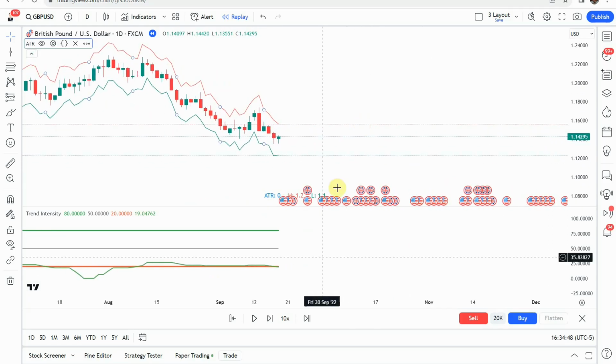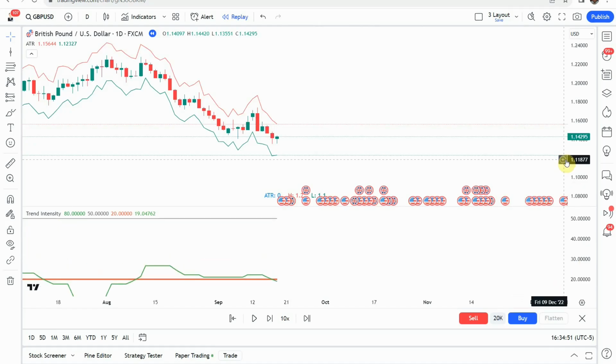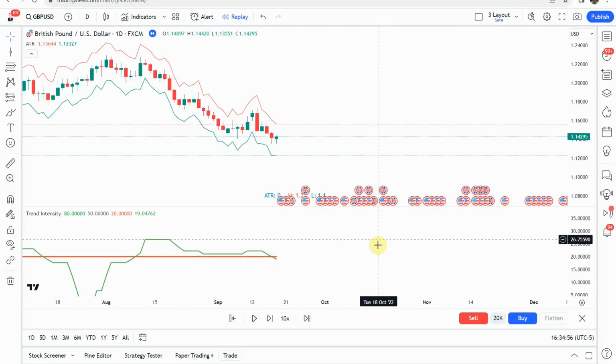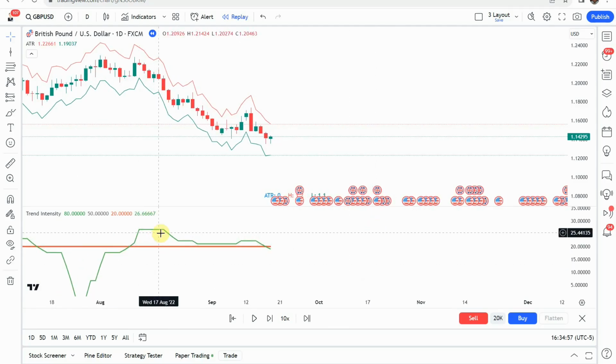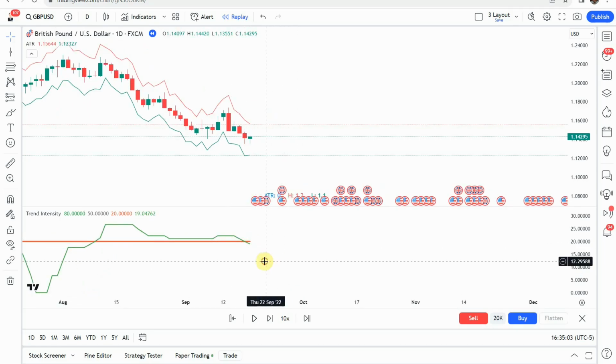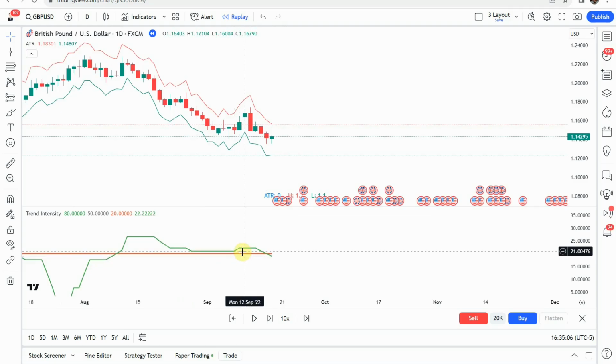For example, you can see right here, it's actually kind of hard to see. Let me go ahead and bring this up a little bit so you can actually see the green oscillating line and the red lower band here. You can see that the oscillating line is just bouncing along the red line and then finally makes its break right here.